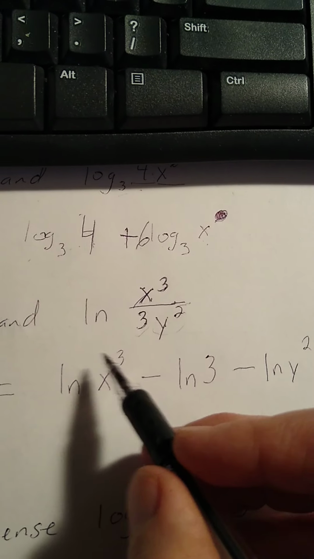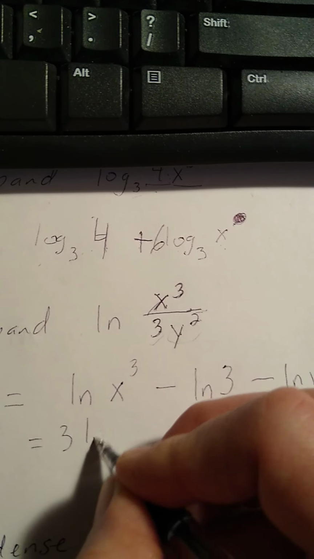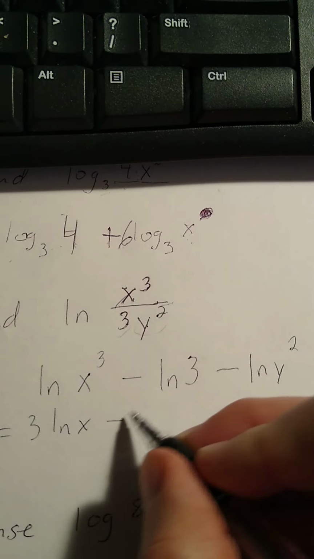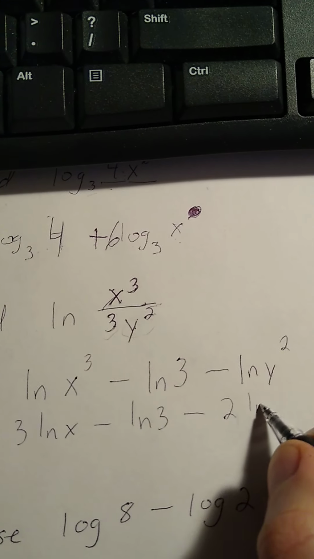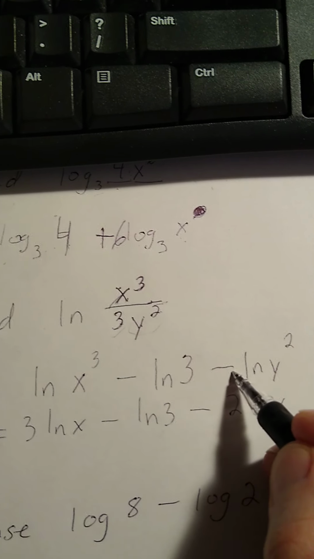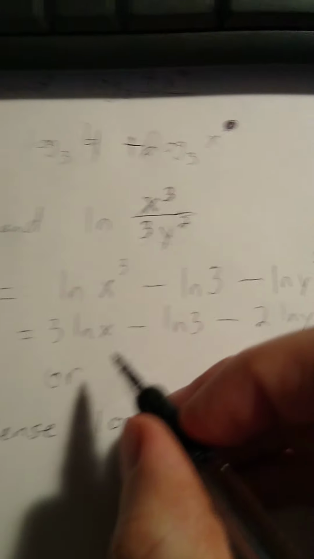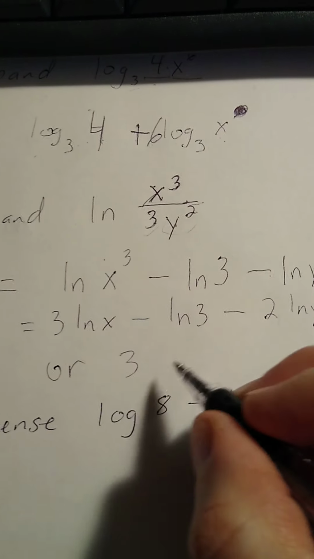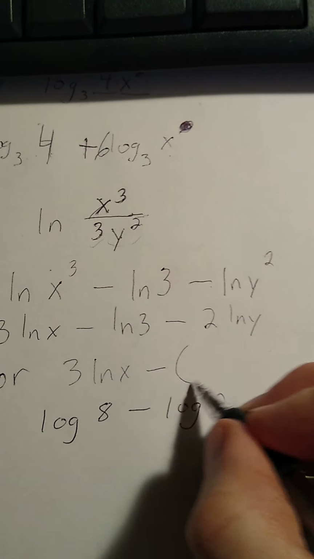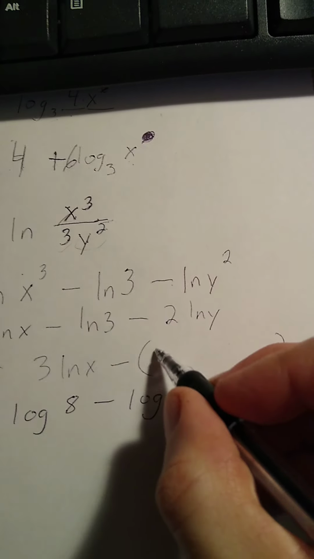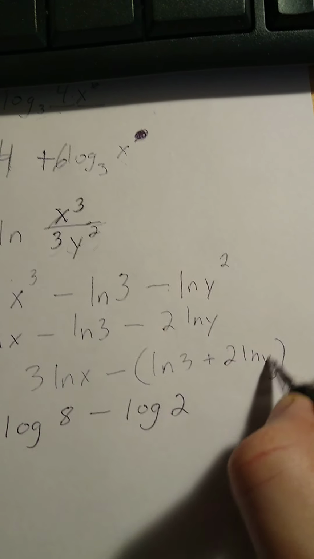Now I'm going to take those exponents and bring them out in front. So it's going to be 3 natural log of x minus the natural log of 3 minus 2 natural logs of y. And I just brought those exponents out in front to become coefficients. Now there is another way to write this. You can also write this as 3 natural log of x minus, and do it as subtracting the entire quantity of natural log of 3 plus 2 natural log of y.